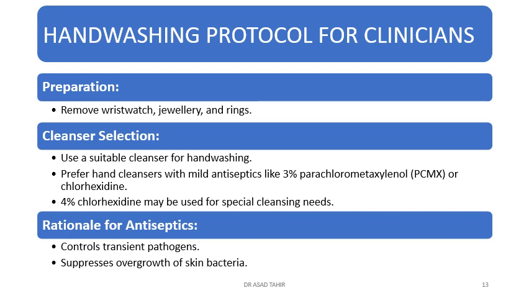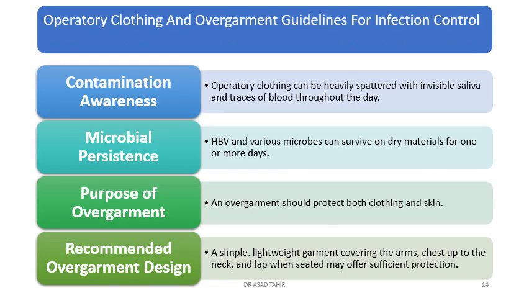Rationale for antiseptics. Controls transient pathogens. Suppresses overgrowth of skin bacteria. Operatory clothing and overgarment guidelines for infection control. Contamination awareness. Operatory clothing can be heavily spattered with invisible saliva and traces of blood throughout the day. Microbial persistence. HBV and various microbes can survive on dry materials for 1 or more days. Purpose of overgarment. An overgarment should protect both clothing and skin.